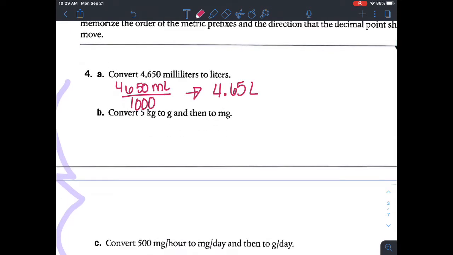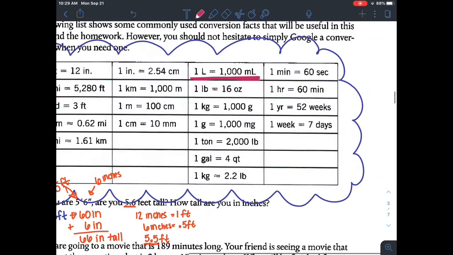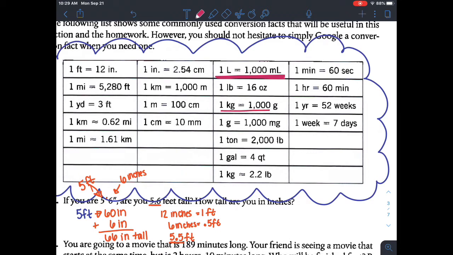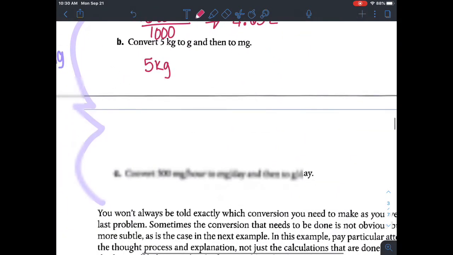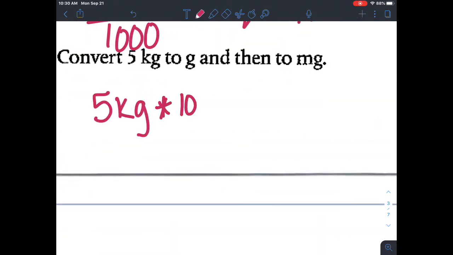Convert 5 kilograms to grams and then to milligrams. So I've got 5 kilograms and I'm going to grams. There are 1,000 grams in a kilogram. So kilogram is bigger. So we're going from something bigger to something smaller. So I need to multiply by 1,000. So I get 5,000 grams.